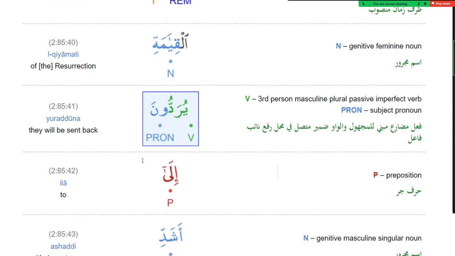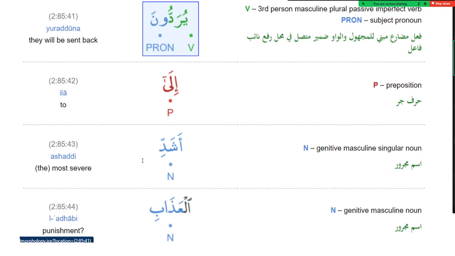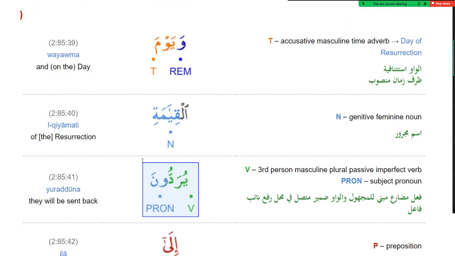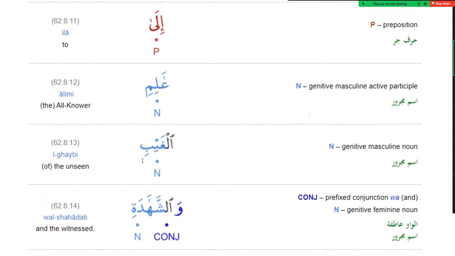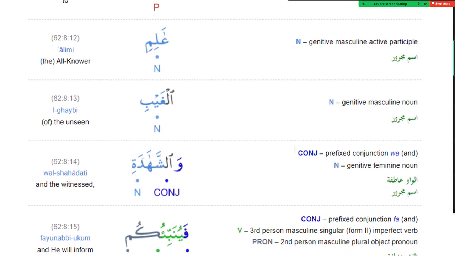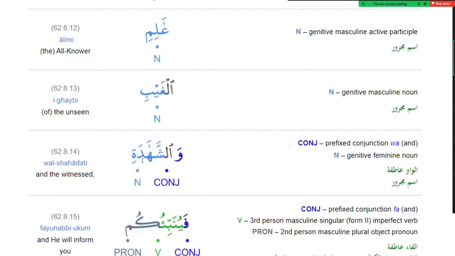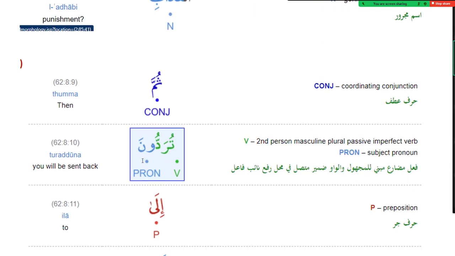وَيَوْمَ الْقِيَامَةِ يُرَدُّونَ إِلَى أَشَدِّ الْعَذَابِ. We can concentrate on yuraduna. They will be sent back because it is mudari majhul. ثم تردون إلى عالم الغيب والشهادة فينبئكم. Which is the word? ترد. You should tell me the pronoun.